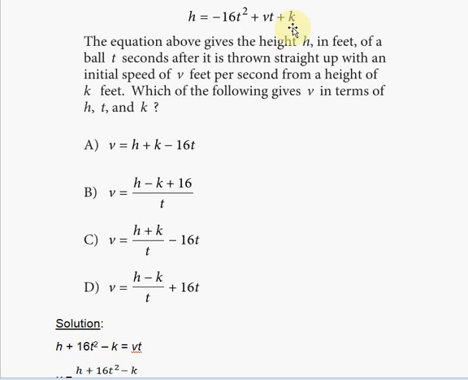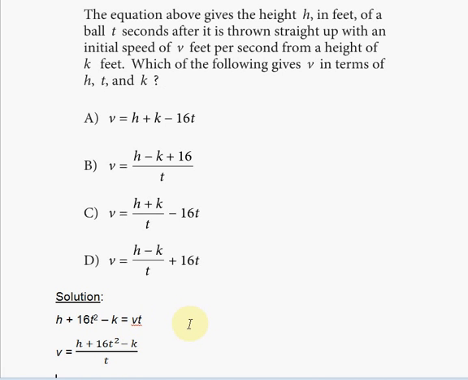And then how do you get rid of k? You get rid of k by simply subtracting k on the right side. So if you subtract k on the right side, you will wind up with 0, which leaves v times t isolated by itself on the right side. Remember, whatever you do on either side of the equation, you have to do the same thing on the other side. So if we subtract k on the right side, we do the same thing on the left side, and the left side will be h plus 16 times t squared minus k, and this expresses v times t. So now we have rewritten the product v times t in terms of the other three variables.